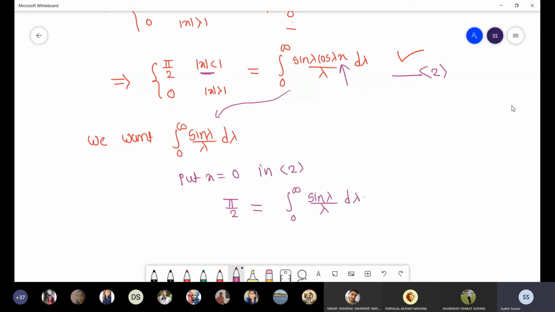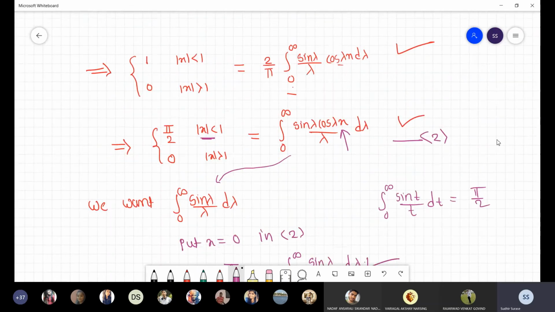Okay, so we got the value of the integral 0 to infinity sine lambda divided by lambda d lambda equal to pi by 2. And in the Laplace transform also we saw the proof of this formula, that integral 0 to infinity sine t divided by t dt is equal to pi by 2, which we obtained by using Laplace transform as well. And using the Fourier transform also we have this formula for integral 0 to infinity sine lambda divided by lambda d lambda equal to pi by 2. Okay, so that was the first question, finding the Fourier integral representation and evaluating those two integrals.